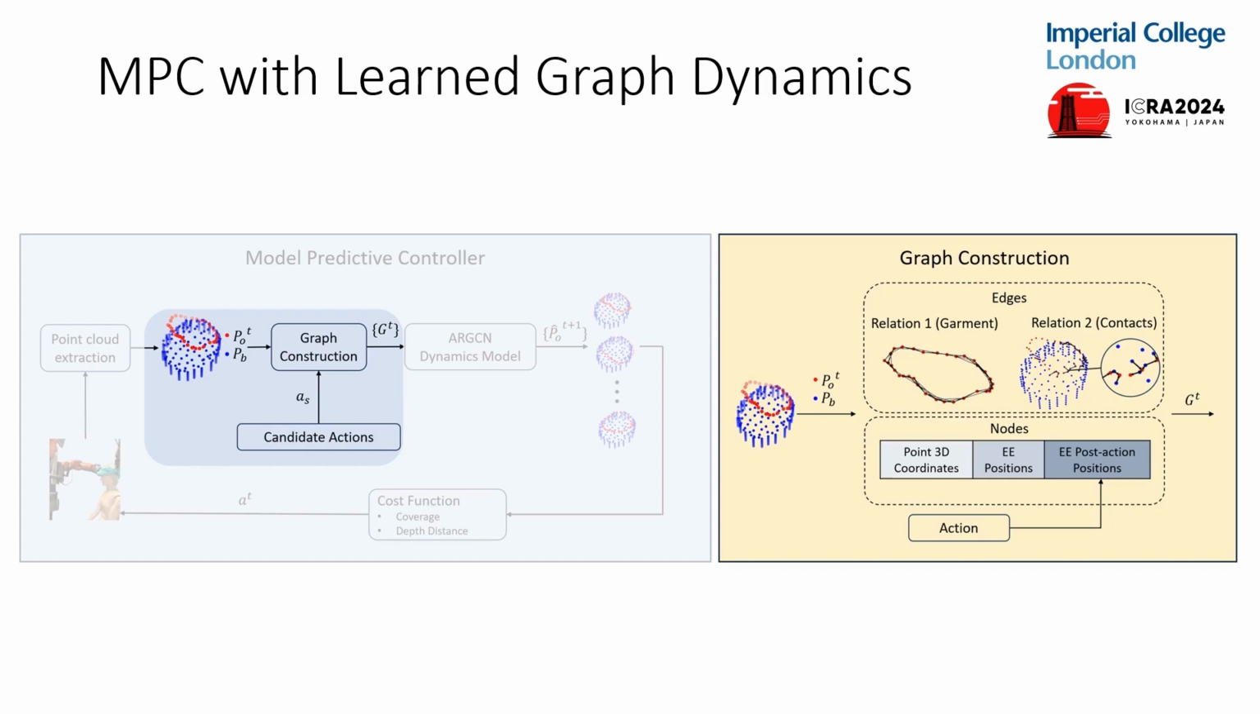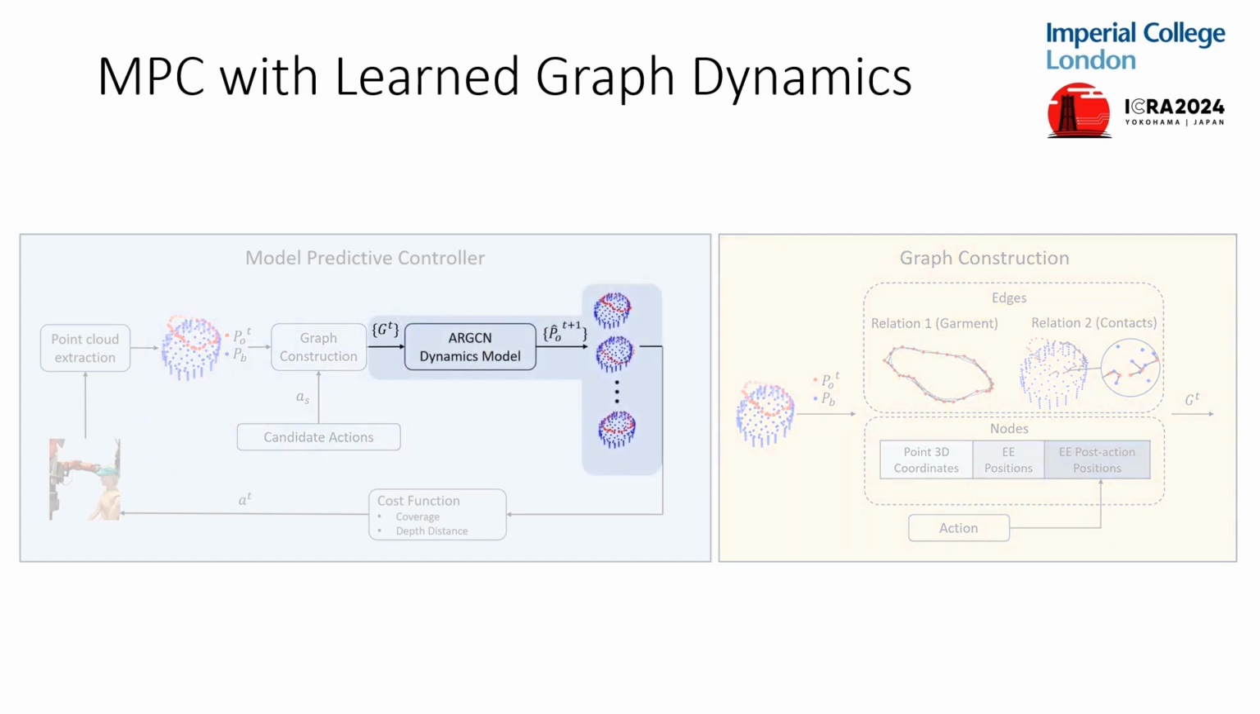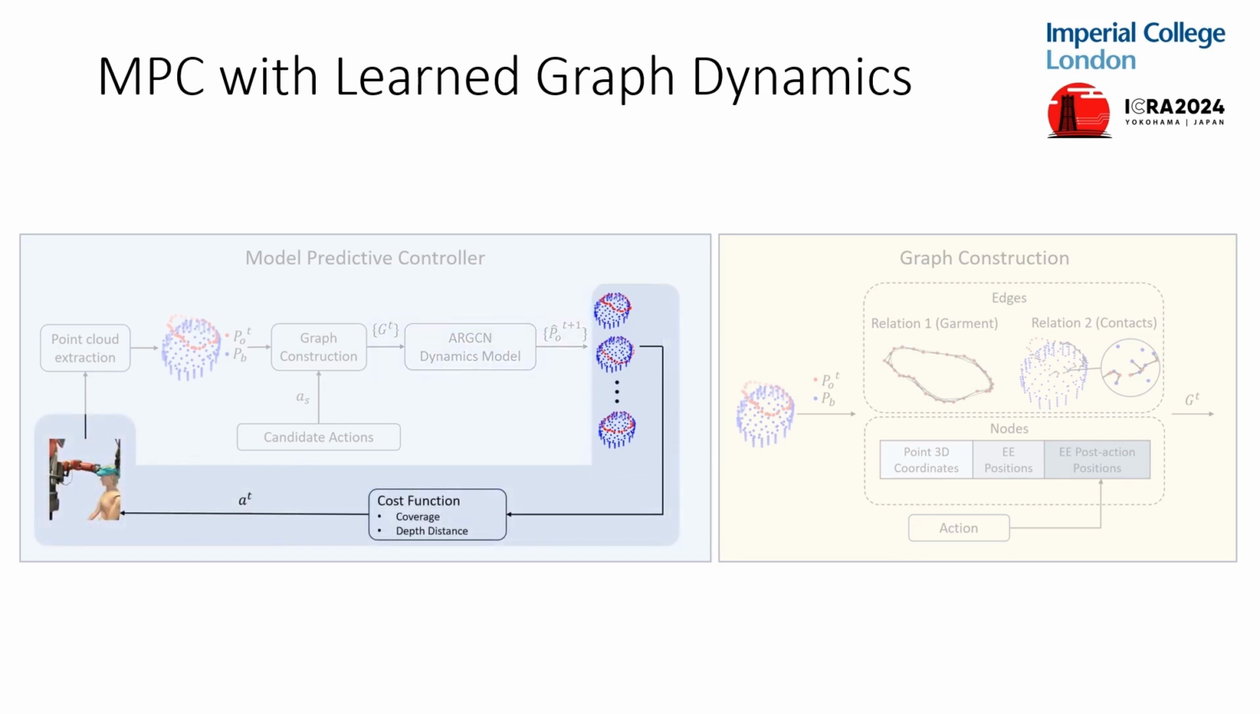The controller samples a number of candidate actions, and a graph is produced for each one of them. We use an attention-based relational graph convolutional network as our dynamics model. For each of the candidate actions, the model outputs a predicted point cloud of the opening at the next step. Then, the action that minimizes a cost function is selected. The cost function aims to maximize the coverage between the body and the opening and minimize the distance to a certain depth.